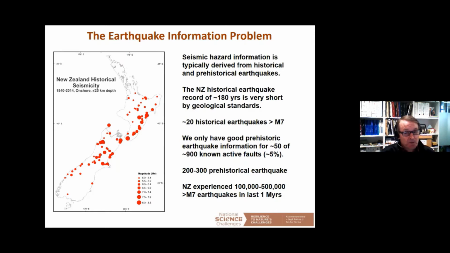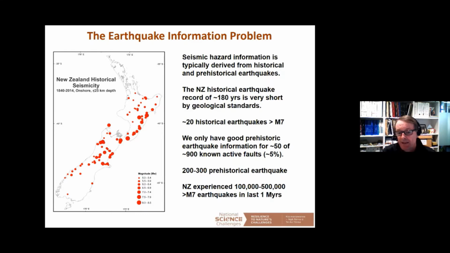We can also use prehistoric earthquake information, and we have information on roughly 200 to 300 prehistorical earthquakes. If we think about that information and how much it represents in terms of the total number of faults we're looking at, in the current community fault model, or the fault model we use or we will use for the earthquake simulator, we have about 900 faults. We've got information on around about 50 of those faults. So only a few percent, 5% of the faults we actually have any information on.